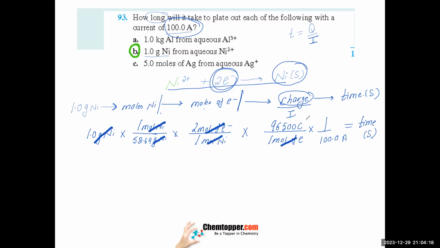And you can see that you are left with coulombs over ampere. And coulombs over ampere is nothing but time in seconds. Now, just collect your numbers in the numerator. Take care, this number has two significant figures. Final answer should have two significant figures.